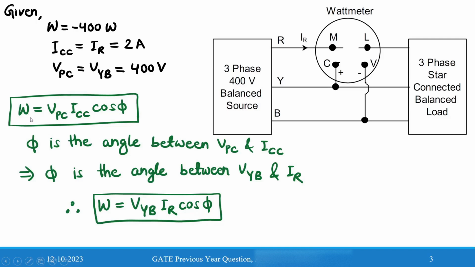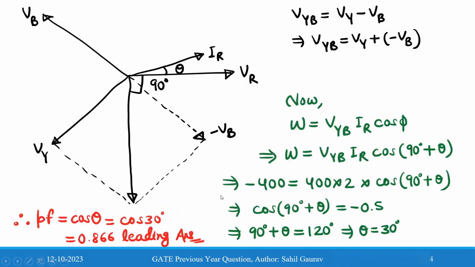Therefore, the wattmeter reading will be VPC ICC cos phi, where phi is the angle between VPC and ICC. It can also be written as phi, the angle between VYB and IR, because the potential coil is measuring the voltage between the Y phase and B phase, that is the line voltage, and the current coil is measuring the line current IR. On simplifying this, we can write the wattmeter reading as VYB IR cos phi. Now for solving this problem, we have to make the phasor diagram so that we can find the angle between IR and VYB.